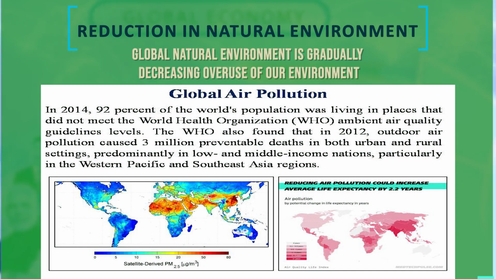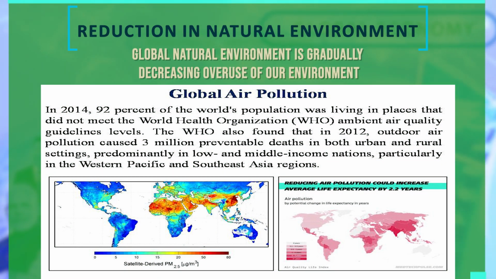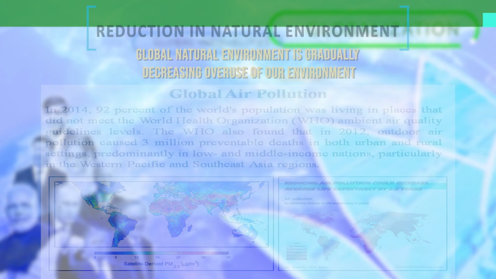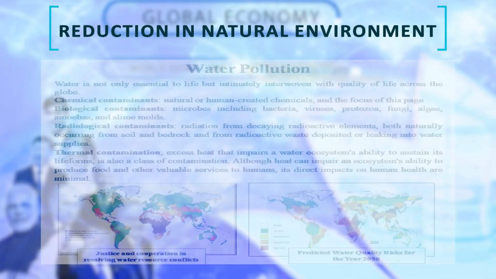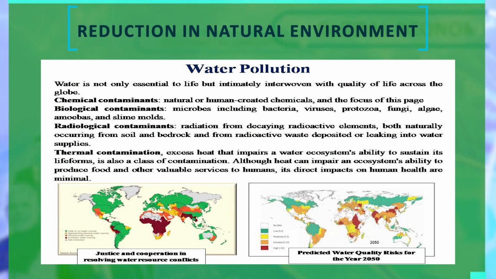Reduction in natural environment: the global natural environment is gradually decreasing due to overuse. If we see the global air pollution case, this has also increased globally. A report from the World Health Organization shows that ambient environment and air quality is gradually decreasing for human consumption. Water is also polluted globally, starting from chemical contaminants, biological contaminants, radiological contaminants, and thermal contaminants.